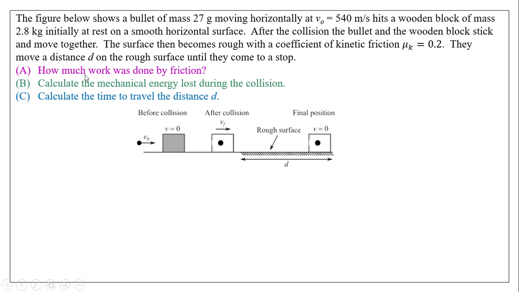A, the amount of work done by friction. B, the mechanical energy lost during the collision. And C, the time it takes to travel this unknown distance, D. Okay. All right. But before you do that, I like to go ahead and make sure all my units correlate.